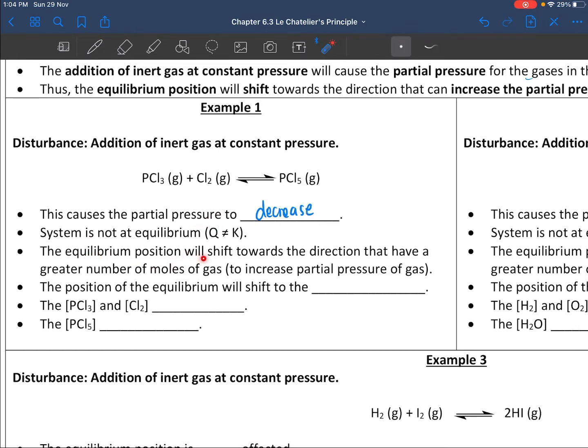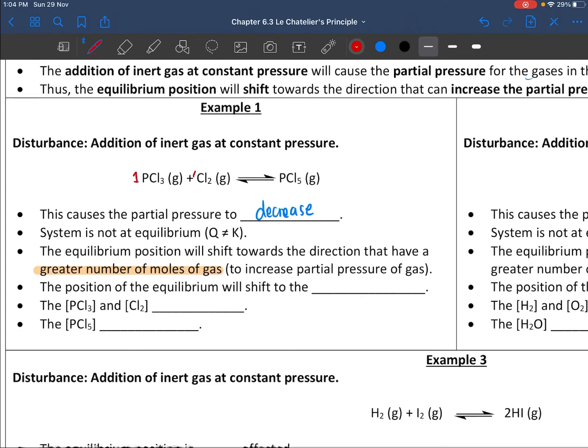The equilibrium position will shift toward the direction that has a greater number of moles. Ini tips yang saya bagi tadi kan. Okay, kalau the partial pressure decrease, that means kita kena increasekan balik partial pressure. Cara nak increase partial pressure, kena shift ke arah greater number of moles of gas. Okay, so nak determine number of moles of gas, tengok balik kepada equation lah.